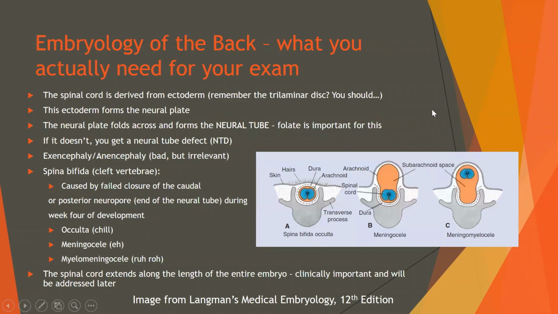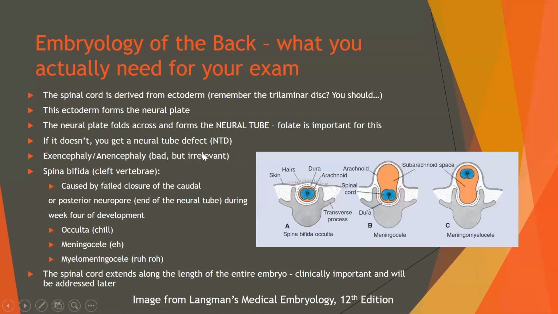So we'll start off with a bit of embryology, even though it doesn't really matter. Realistically, this is more than you need to know. The spinal cord itself and your central nervous system and all your nerves come from your ectoderm. The ectoderm forms the neural plate in the trilaminar disc, and then some stuff gets released from the notochord, and it makes a neural tube. If you don't have enough folate, then that doesn't happen properly, and you get spina bifida or another neural tube defect.